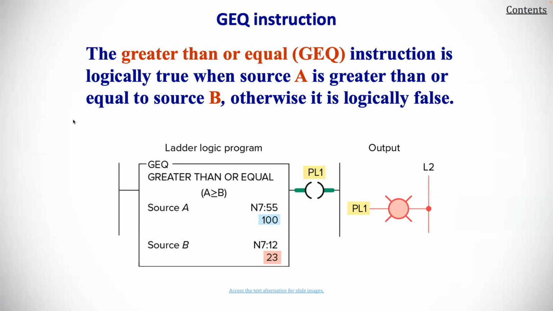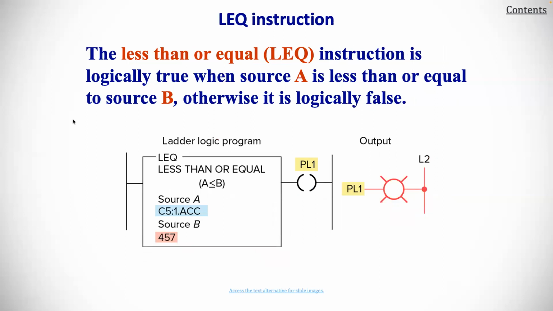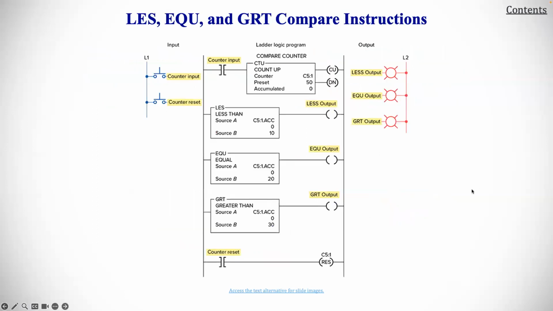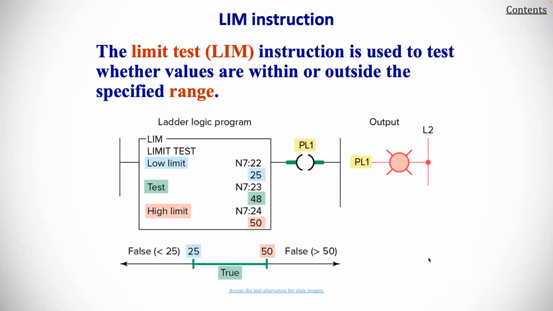The GEQ, greater than or equal instruction is logically true when source A is greater than or equal to source B, otherwise it is logically false. The LEQ, less than or equal instruction is logically true when source A is less than or equal to source B, otherwise it is logically false. So that is how those localized implementations would look. So LES, EQU, and GRT compare instructions. This is where we can start looking at aggregating these and getting multiple types of assessments for each of those.